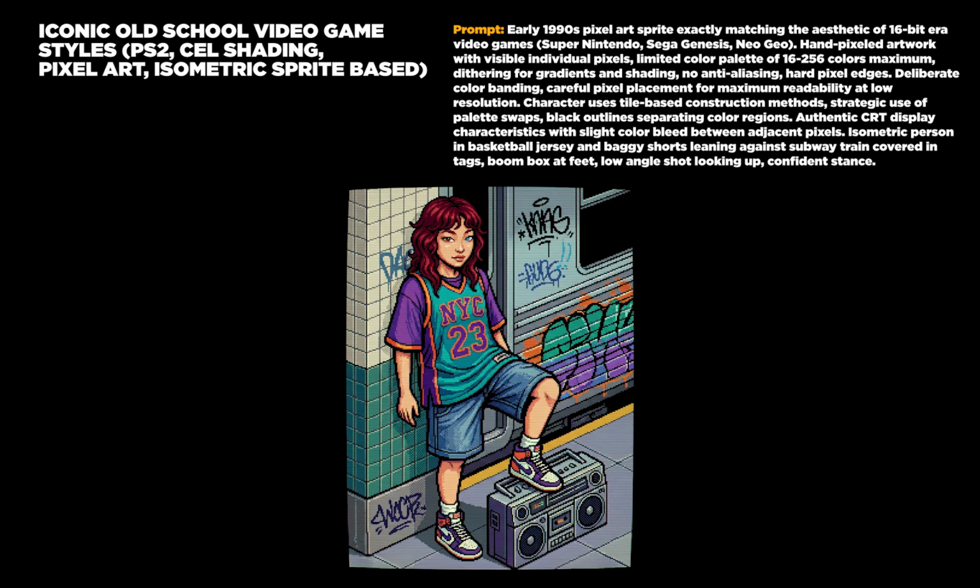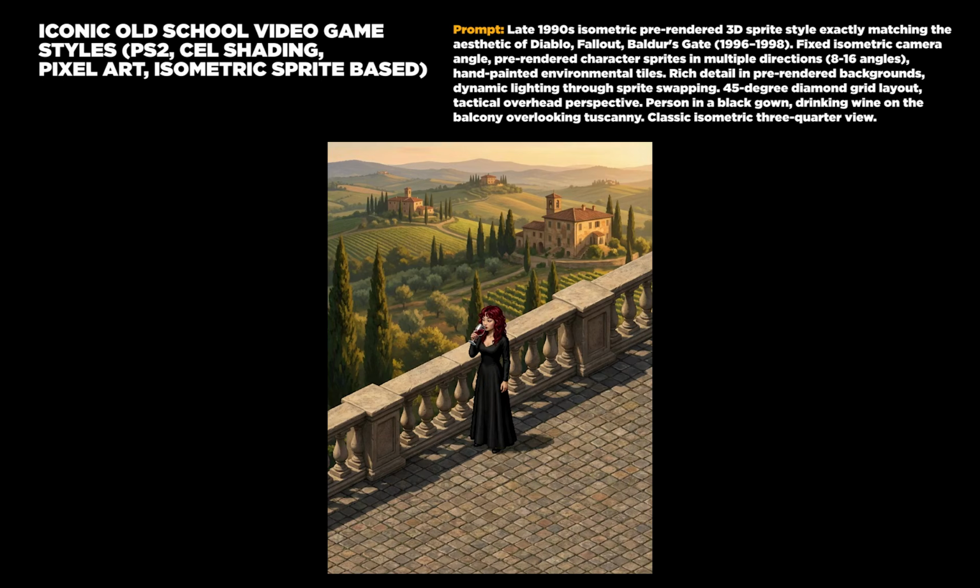We can also generate images of pixel art. I mean, this is very iconic. Think of the Sega Genesis, and we can go way back. And then another art style that you can try related to video games is this isometric sprite based style. So think of video games like Diablo or Fallout, and you can generate these awesome images.